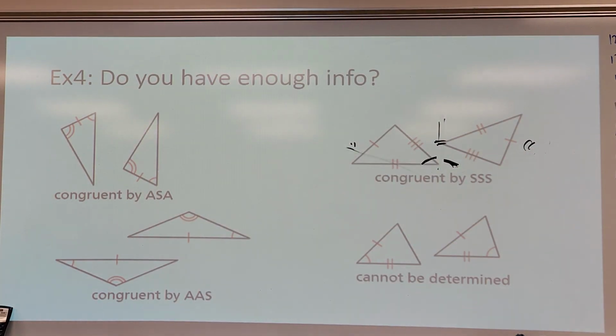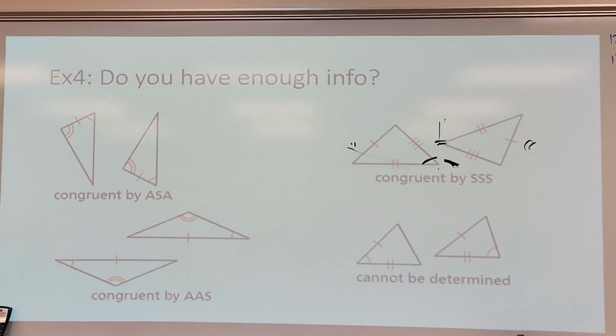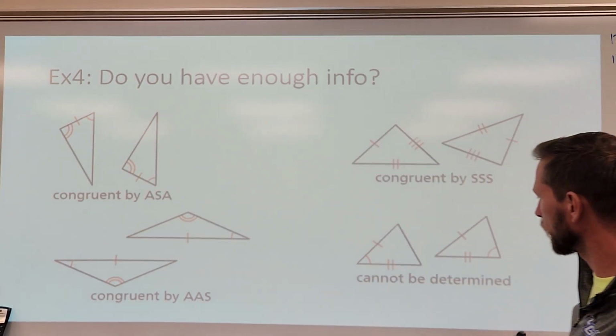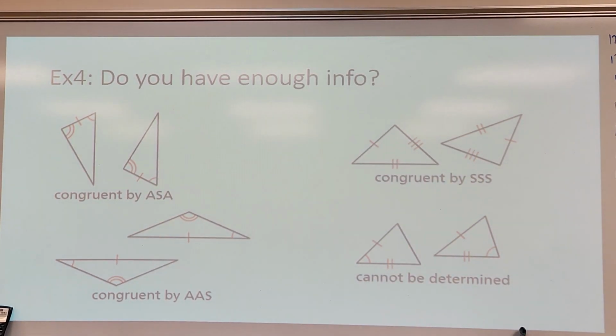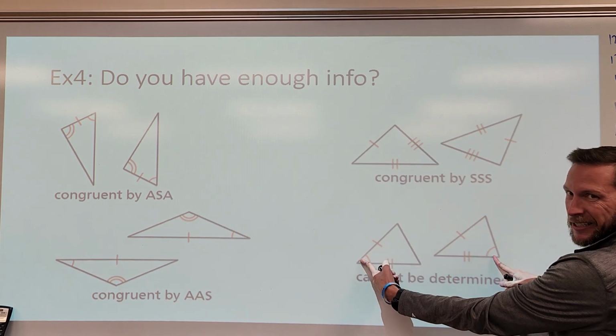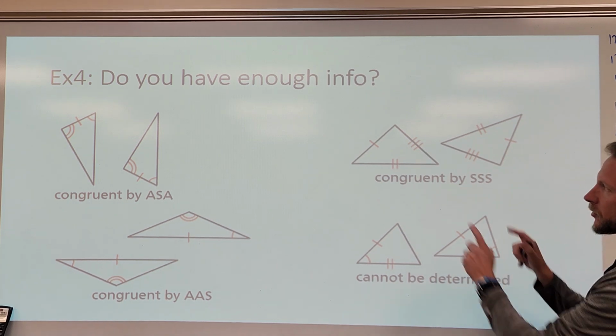Do we have enough information? Example 4. Is there enough information to prove that these triangles are congruent using our triangle congruence shortcuts? So here we have these sides congruent, but different angles. This one's included, this one's not included. So this cannot be determined.